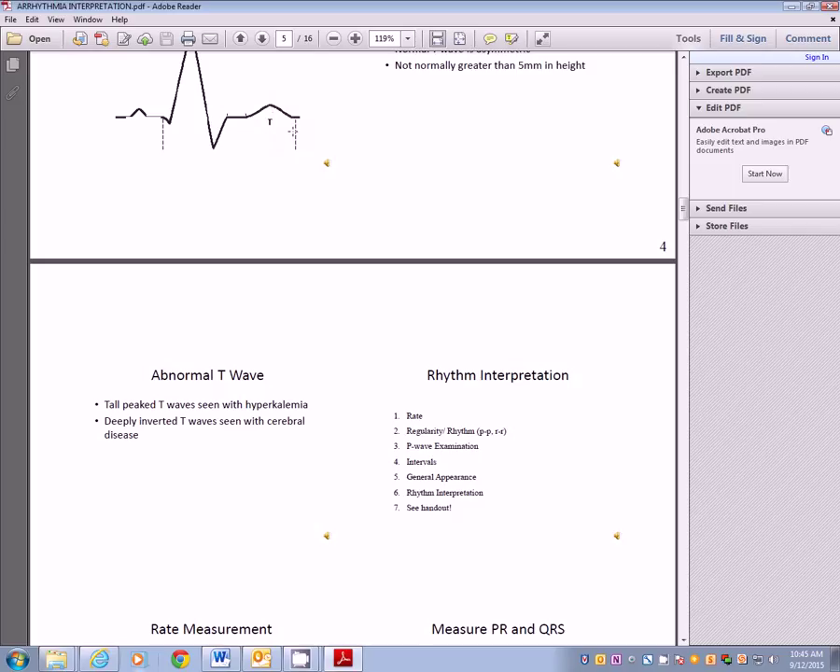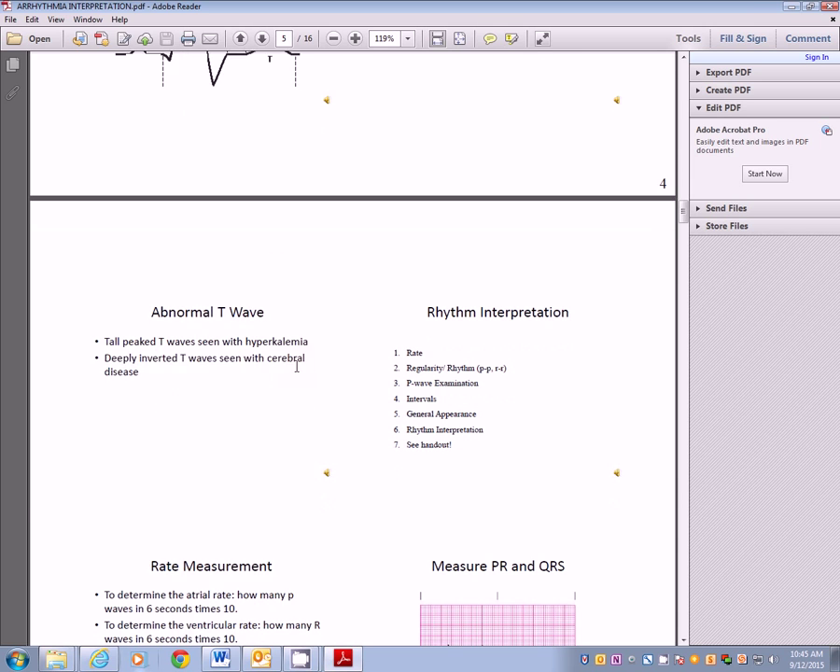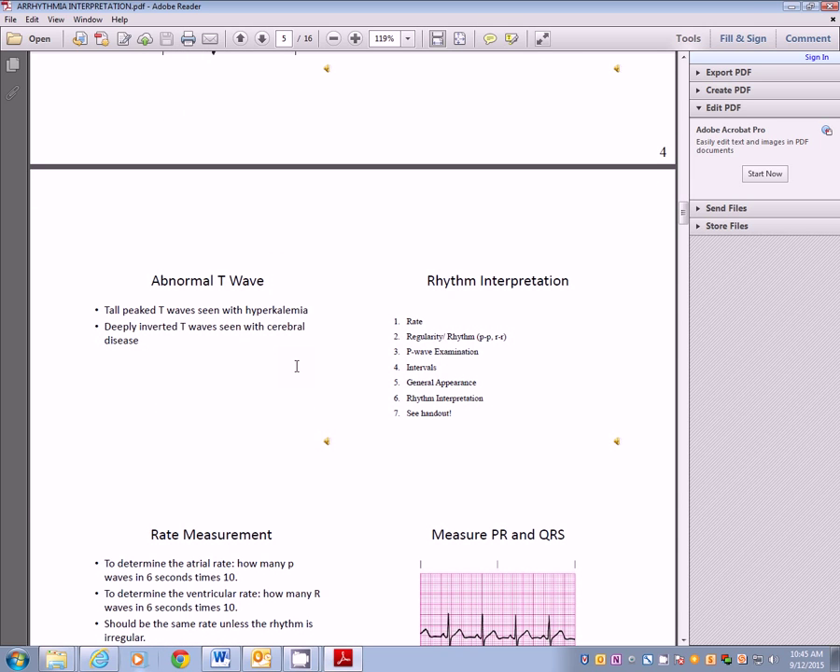So that's the main two things you need to remember about the T wave. If it's tall, peaked, hyperkalemia. If it's inverted, cerebral disease. All right. So that was an explanation of the PQRST segment, okay?